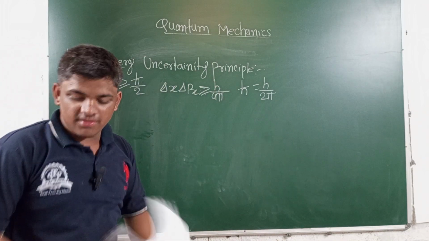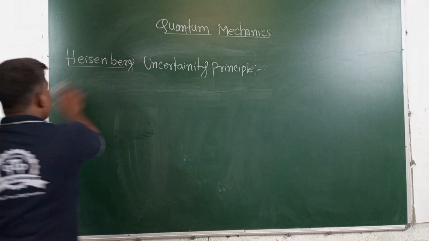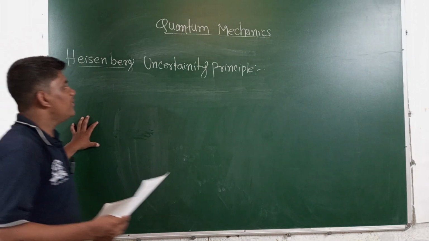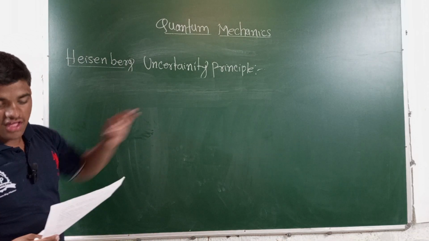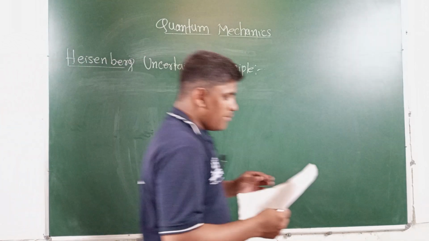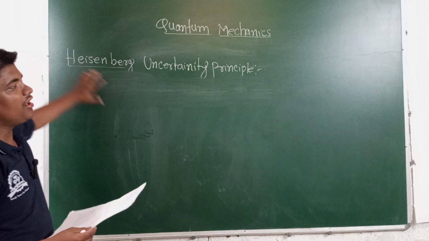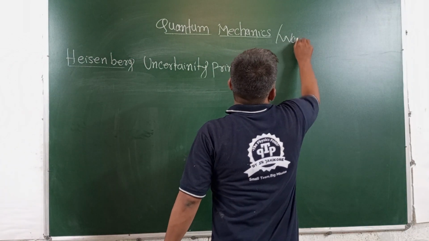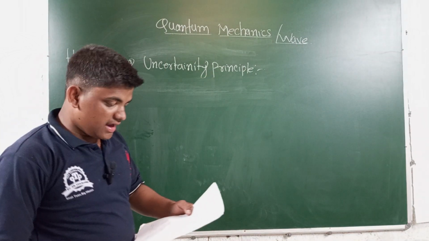How can we prove this principle? Let's start discussions of the proof of that Heisenberg Uncertainty Principle or theorem. Heisenberg derived this principle in 1927. The principle is known as the Uncertainty Principle. It is the most fundamental point on which the conclusion of quantum mechanics or wave mechanics rests. Quantum mechanics is also called wave mechanics.